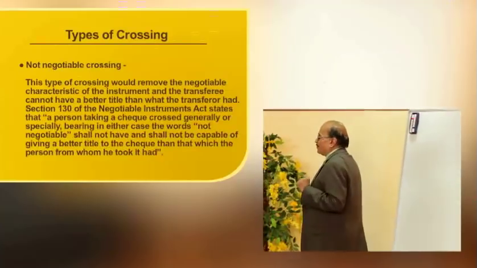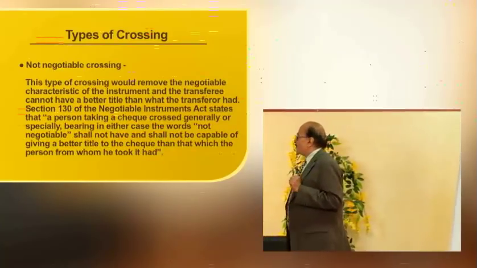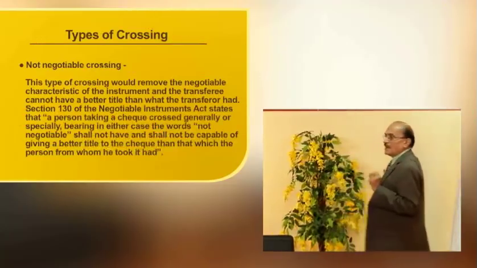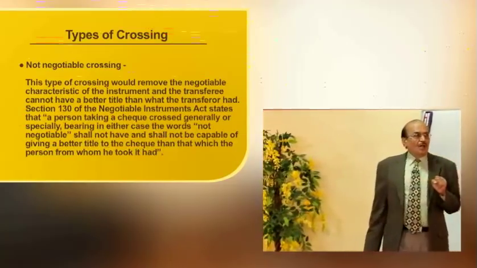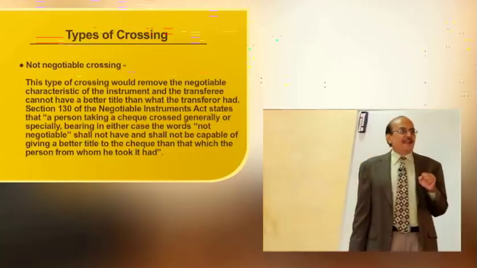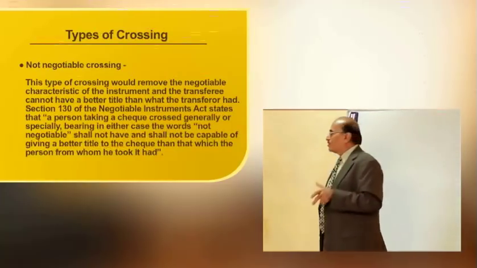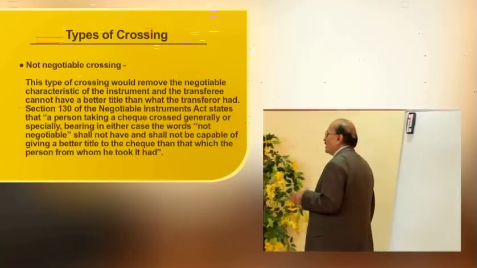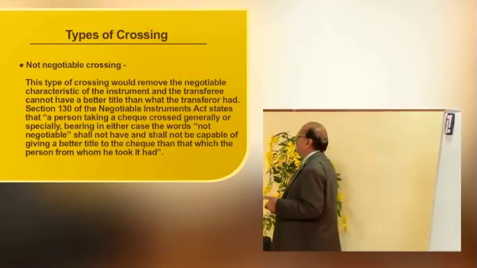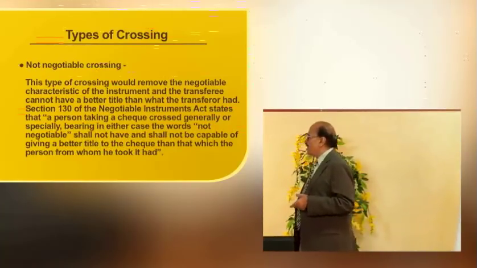Types of crossing: not negotiable crossing. What does it mean? This type of crossing would remove the negotiable characteristic of the instrument, and the transferee cannot have a better title than what the transferor had.